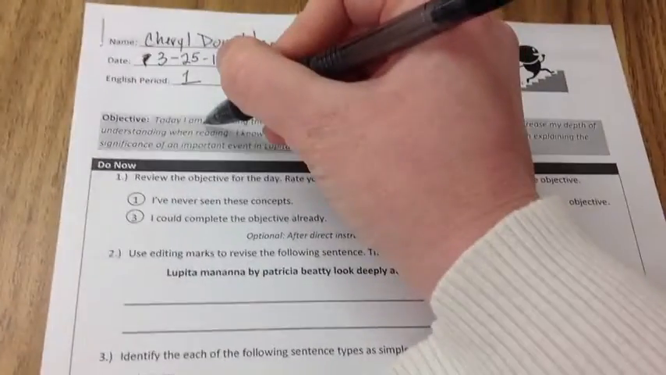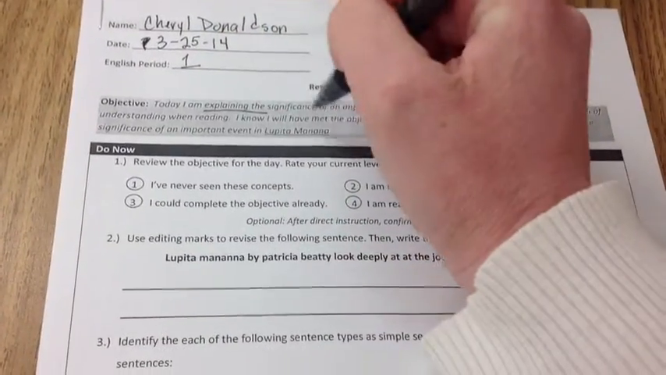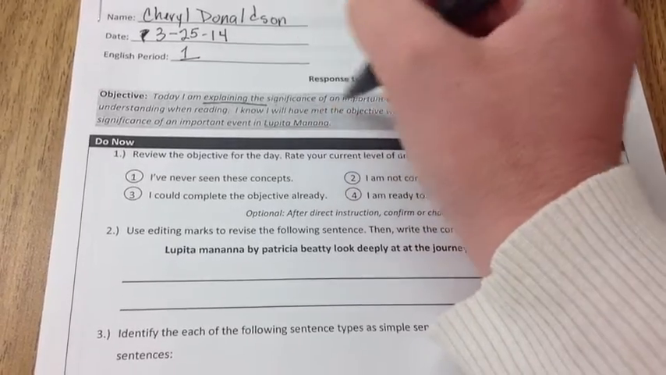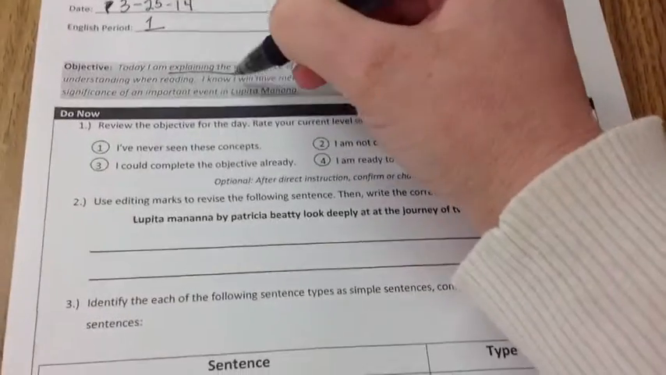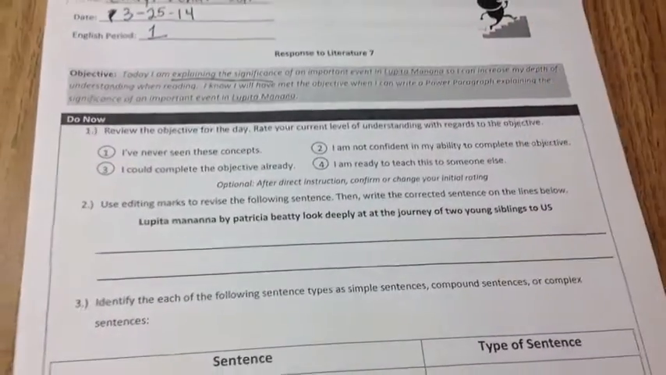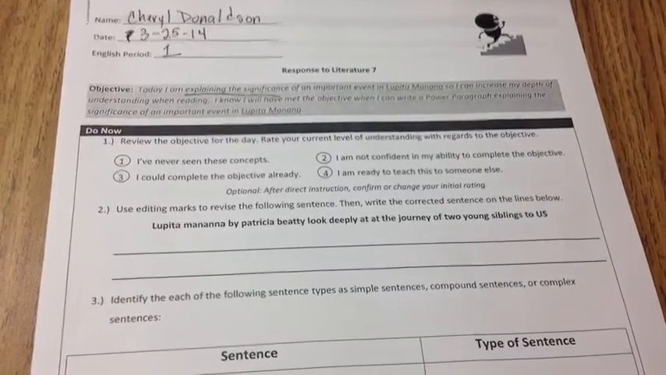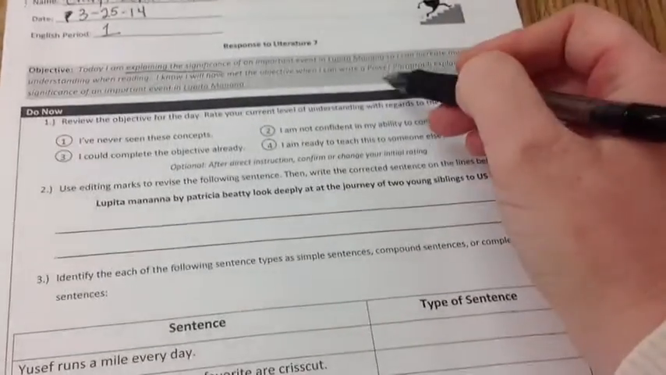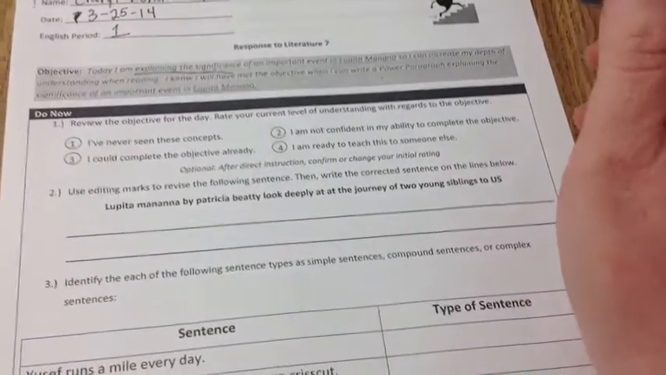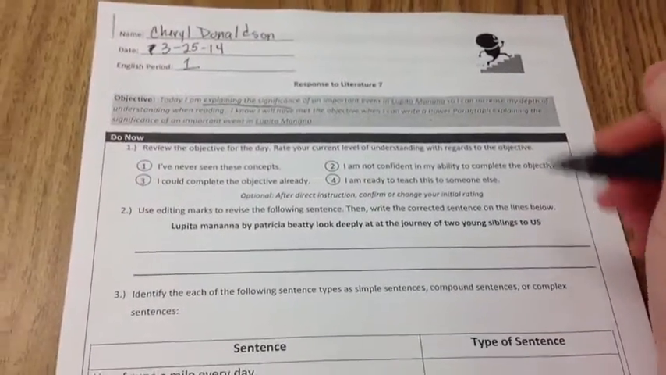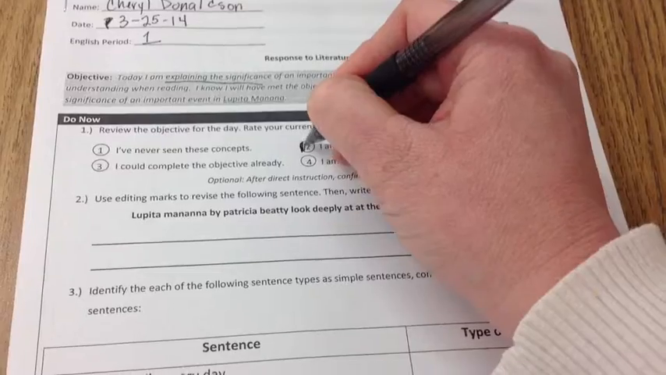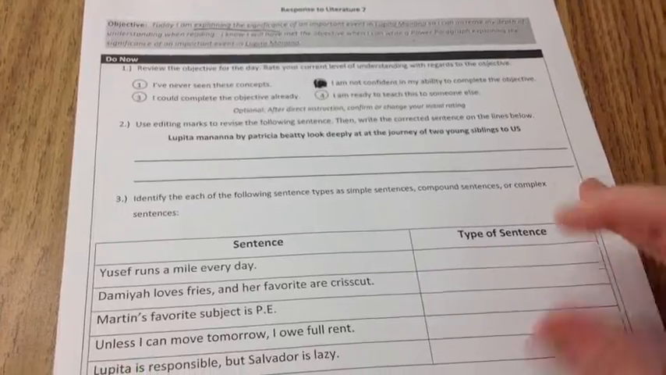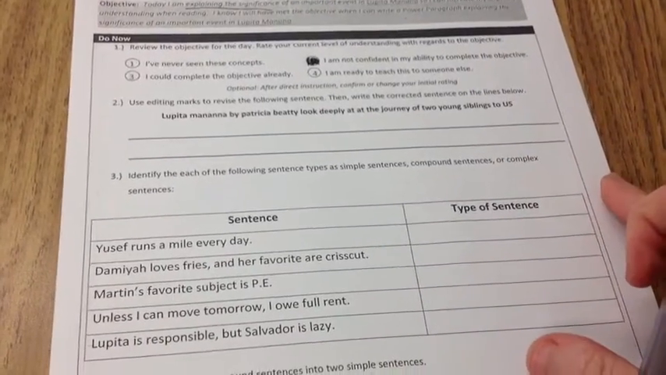Well, I see that again today we are explaining the significance of an important event. So I know how to explain the significance of something because we've done this before. But I'm not sure about today's chapter. Also, we're writing a power paragraph as our proving behavior, and we haven't written a power paragraph as a step yet. So this is something kind of new. I'm confident in my ability to complete it, but not at this time. Hopefully by the end of the lesson. So I'm going to rate myself a 2. Please go ahead and make sure you rate yourself as well before moving on.